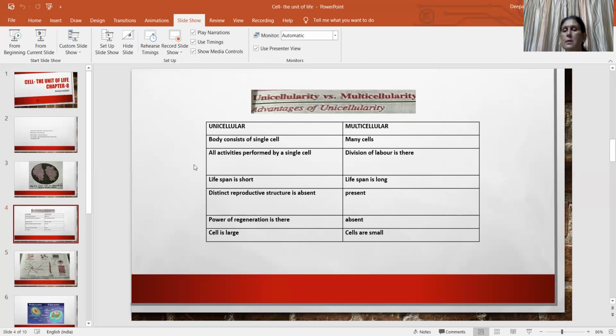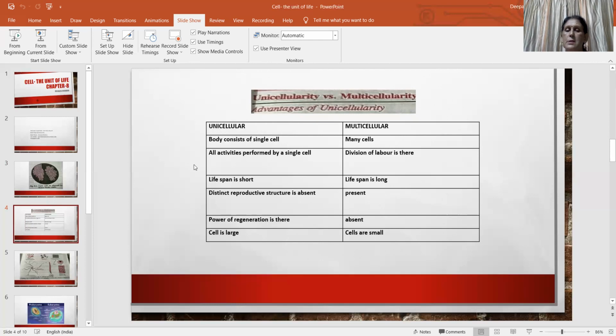Next is the power of regeneration. In a unicellular organism, if it is cut or accidentally divided into many pieces, but a piece contains a minimum amount of nuclear material, then it can regenerate. This is the capacity of unicellular organisms, but not of multicellular organisms.